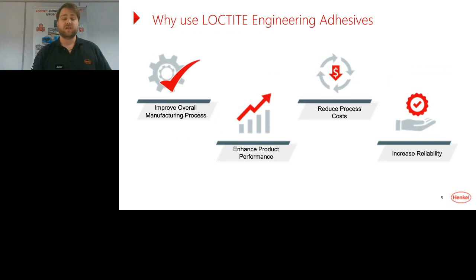Why do we use Loctite engineering adhesives? Well, this slide is relevant not just to thread lockers, but also to adhesives in general. So the first point is to improve the overall manufacturing process by reducing process steps versus traditional methods of fastening and assembling. We can also reduce machining and resurfacing and allow for greater automation with engineering adhesives.